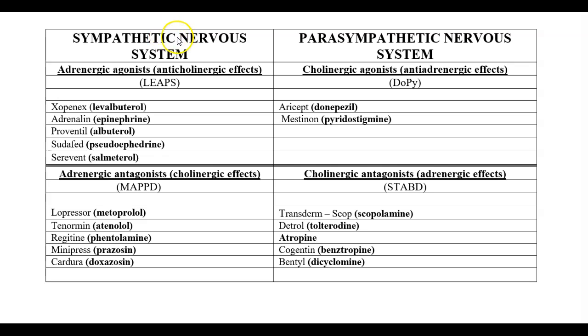So under the sympathetic nervous system, we have the adrenergic agonist, which has anticholinergic effects, and you also have adrenergic antagonist that has cholinergic effects. Under adrenergic agonists, we have levalbuterol, epinephrine, albuterol, pseudoephedrine, and salmeterol. So these medications mainly are adrenergics. They stimulate the fight or flight, and they have anticholinergic effects.